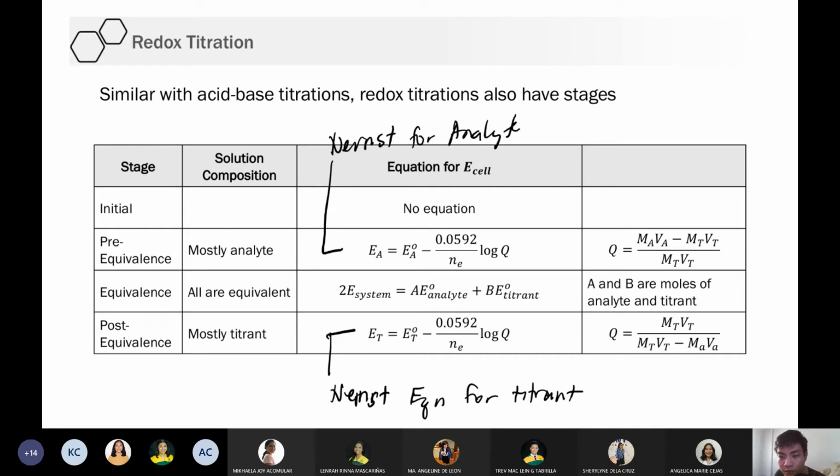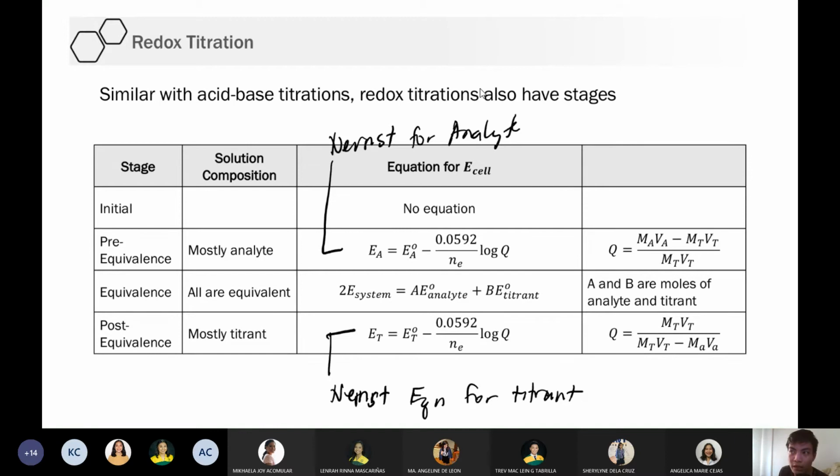So you will need to use the Nernst equation for the titrant. Yan lang. And at equivalence, ito yung equation. Medyo kakaiba. So we have 2E system equals E analyte plus E titrant. And you have to consider the coefficients A and B. Okay. So yung derivation nito nasa next slide, although di na natin siya i-focus.